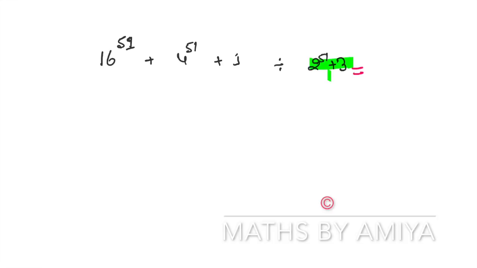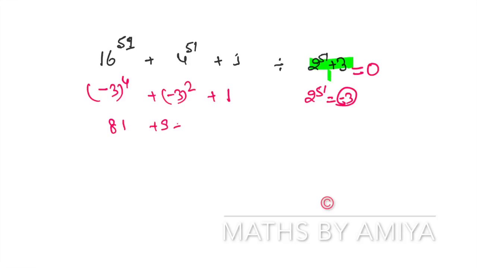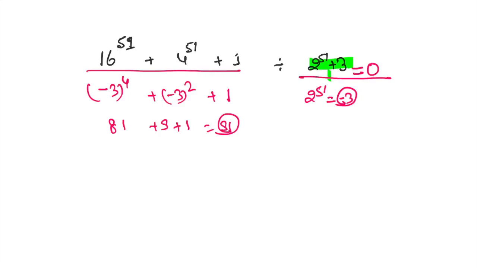In this, we set this one to 0. 2 raised to power 51 is nothing but minus 3. So we say minus 3 raised to power 4 plus minus 3 whole square plus 1. That is nothing but 81 plus 9 plus 1, which is 91. That would be the remainder when this is divided by this number. Just like simple algebra. I hope the concept is clear and intact.